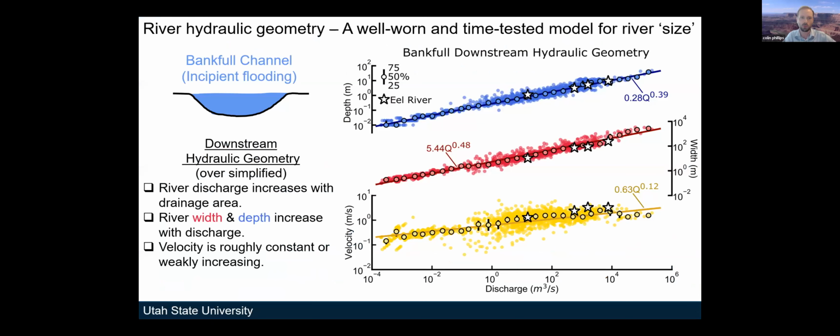So a model for river geometry is this well-worn and time-tested downstream hydraulic geometry, right? River discharge increases with drainage area for the bankfull flow. River width and depth increase with discharge, and velocity is roughly constant or weakly increasing, right? And those stars represent one channel going downstream, in particular, the Eel River. And so this is, as I said, well-worn, time-tested, and generally what rivers tend to do in aggregate.